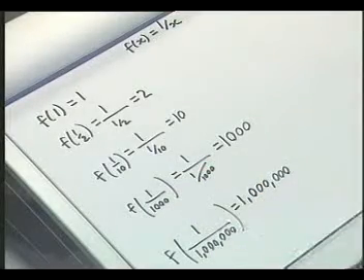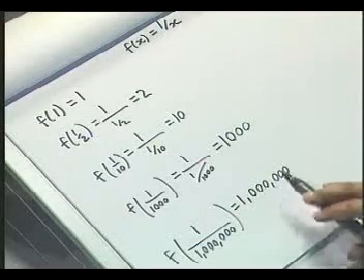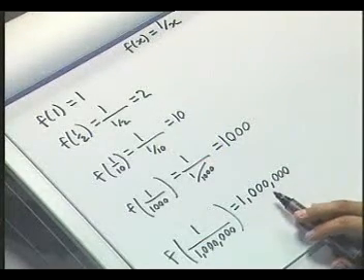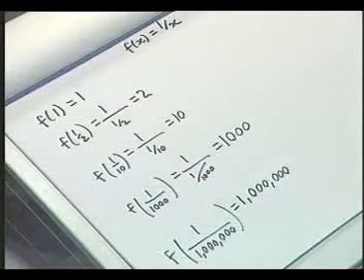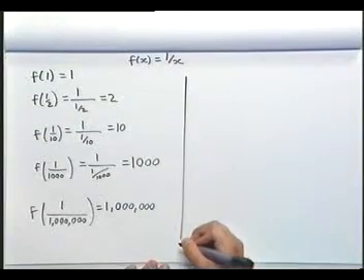So we can see that as we get closer and closer to 0 from the right-hand side, as we saw on our graph before, we're getting closer and closer to positive infinity. So the graph goes off to positive infinity there. But what happens when we approach 0 from the left-hand side? Well, let's have a look.